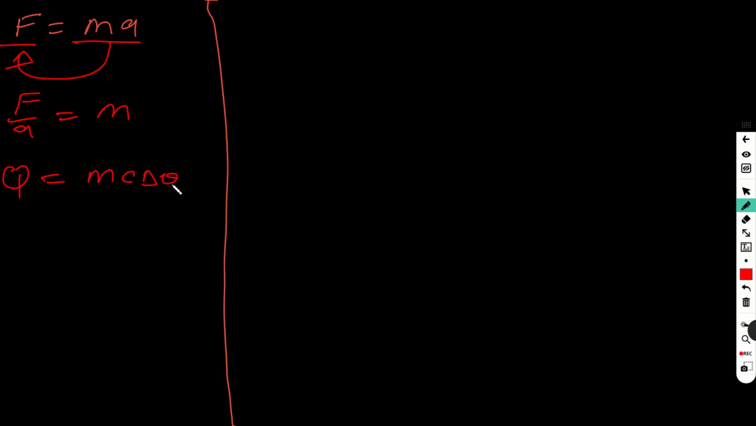The next, you have Q equals to MC delta theta. Now I'm making C the subject. So what should I do? Draw your line. You take M this way, also take delta theta this way. So you have Q on M delta theta equals to what? C. That's what you have done.